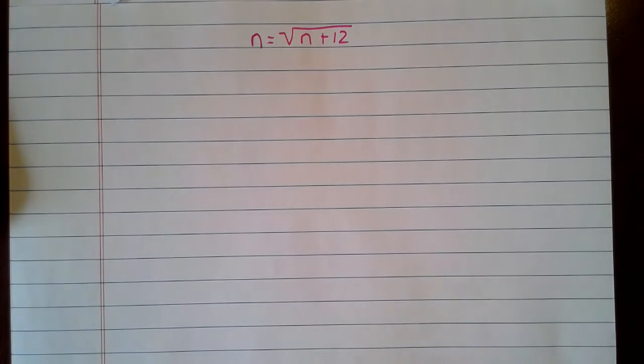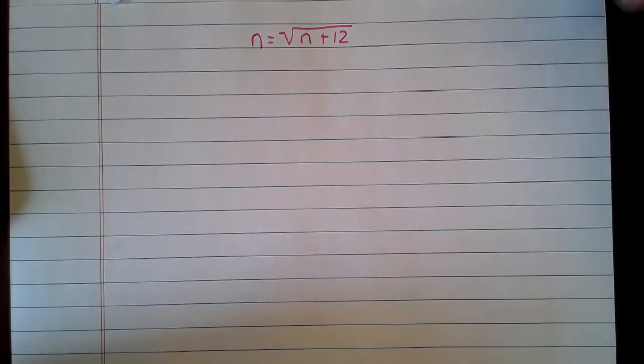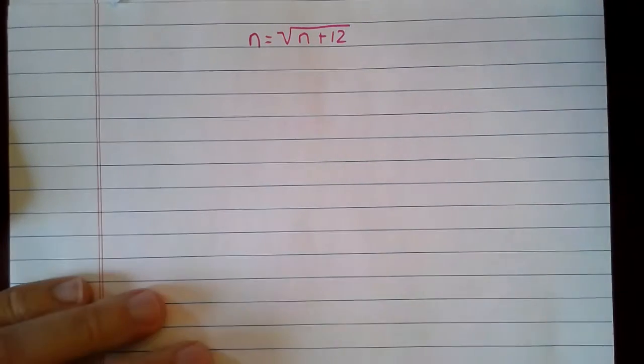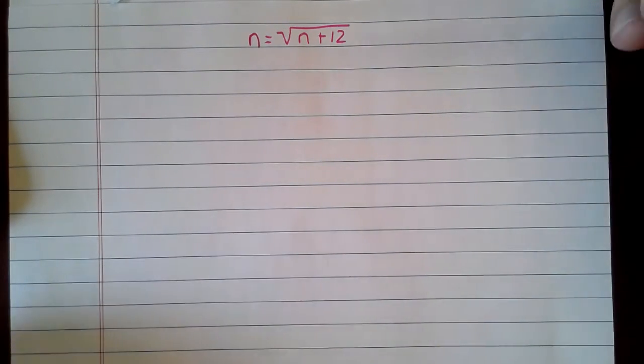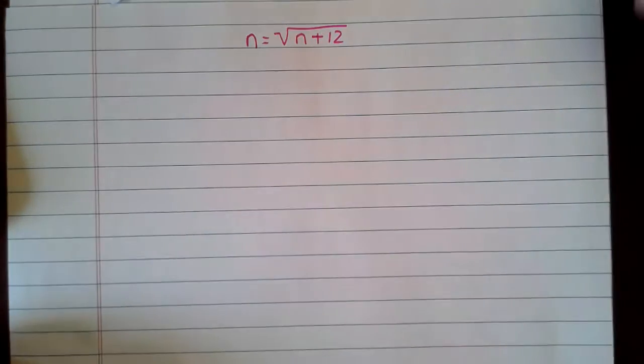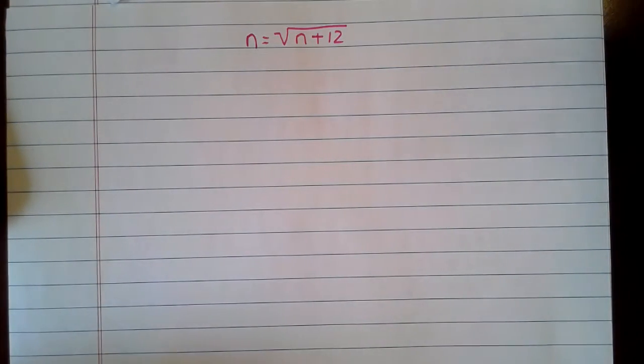Let's solve this radical equation. Might be a little bit lengthier because there's going to be a good amount of explanations and some reminders in it. We have n equals the square root of n plus 12. So in this equation, we do have a radical, but we also just have a standard variable, both the same.